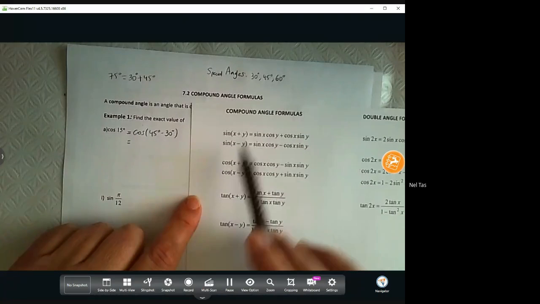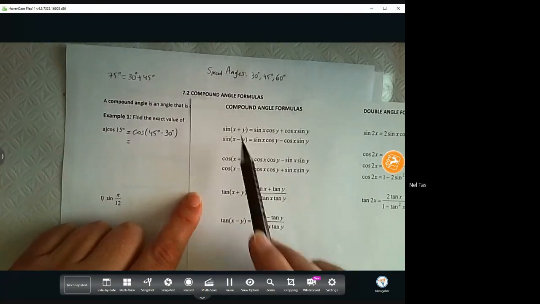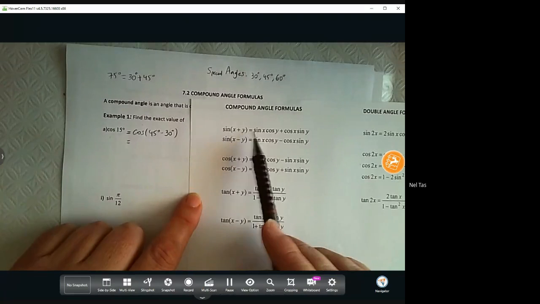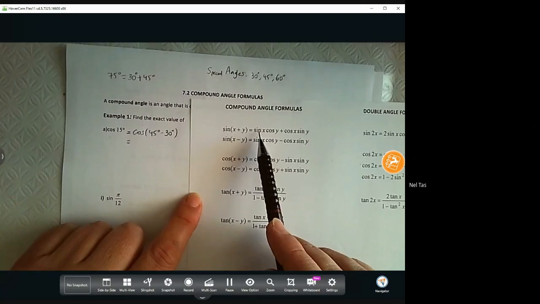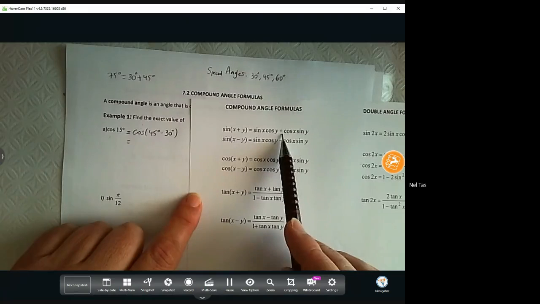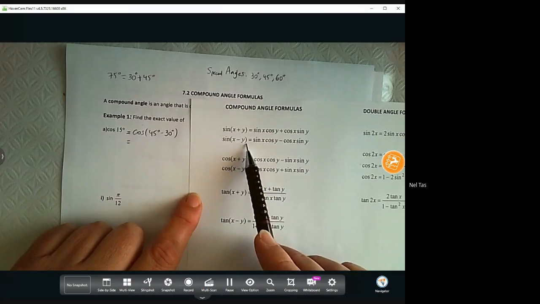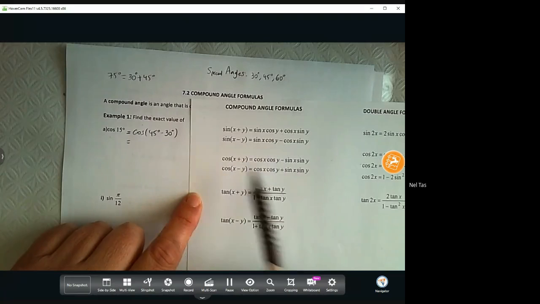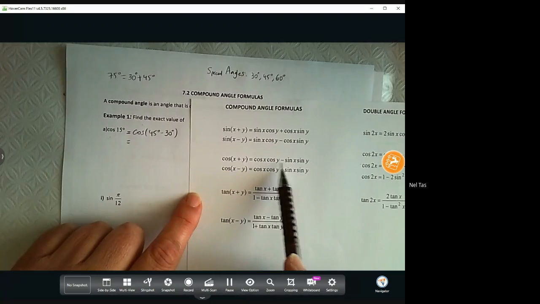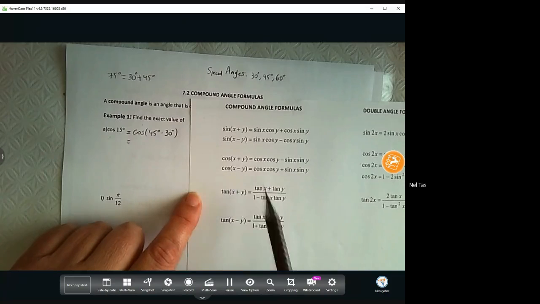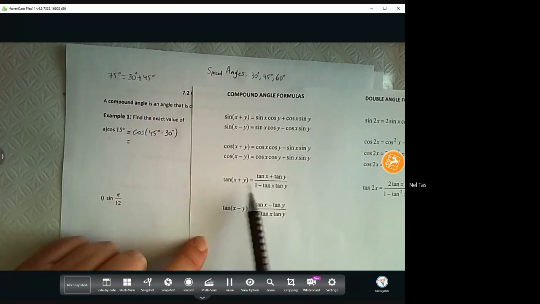When you look at these formulas, we have, for example, sine of x plus y, which is sine x cos y plus cos x sine y, and sine of x minus y. We have cos of x plus y, that is cos x cos y minus sine x sine y, and cos of x minus y. Same thing with the tangent: tangent of x plus y and tangent of x minus y.